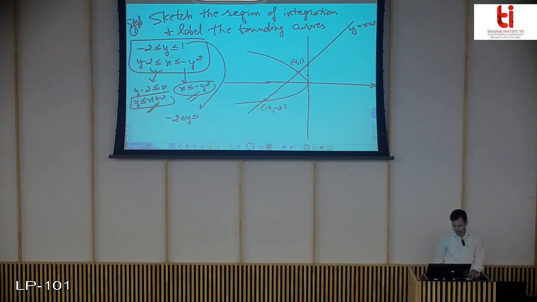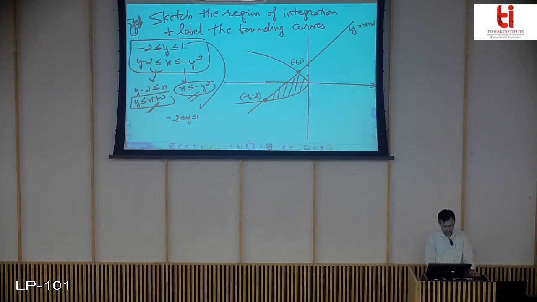That is, y equals to minus 2 is here, y equals to 1 is here. So this is the region of integration. x less than or equal to minus y square, that is, your values of x are less than minus y square. So in between this parabola and line, this is the region of integration. Now you have plotted it. Now let us see how to find the limits of integration.